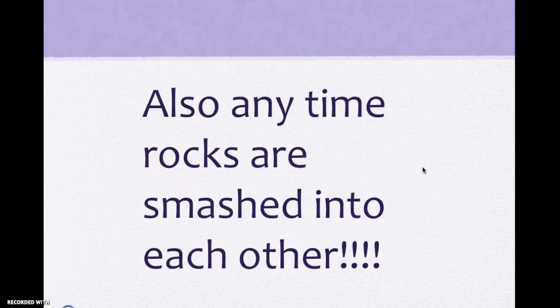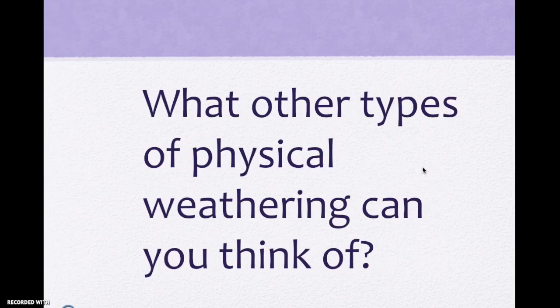And of course, physical weathering also occurs anytime you smash rocks into each other. Streams, landslides, and so on. Smashing rocks equals physical erosion. So what I would like you to do right now is to think about other types of physical weathering that might occur, and write a couple examples in your notes, okay? So pause the video, think about it, and I will see you in a couple of minutes.